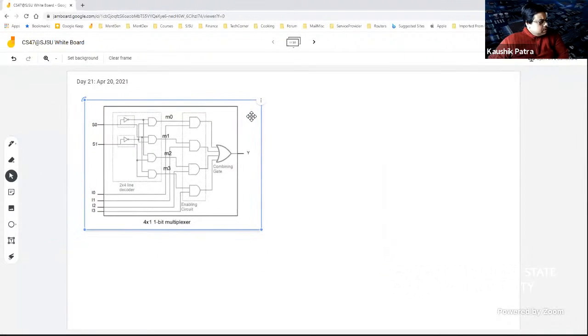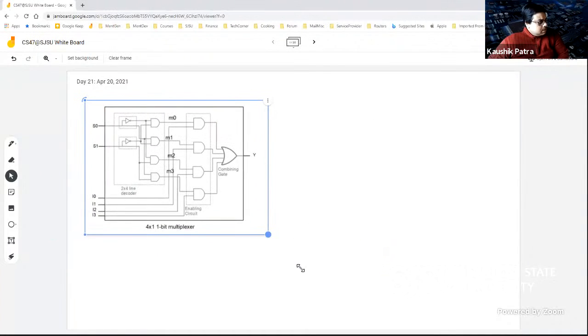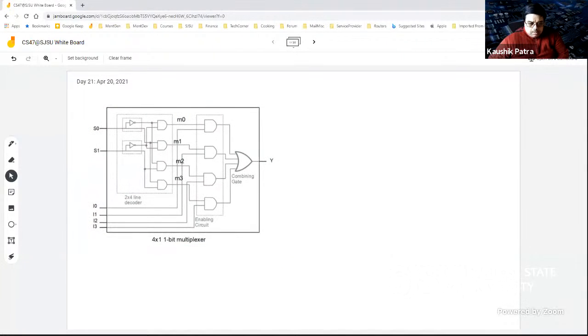Okay, so we all know this is a 4 by 1 bit multiplexer picture. Let's do this problem first. This is a 1 bit 4 by 1 multiplexer, right? Now, if we want to have a 2 bit 4 by 1 multiplexer, how many fundamental logic gates would be needed? Fundamental logic gates in the sense of a 1 bit inverter or 2 input NAND or 2 input NOR gate. How many of them are needed? That's the problem.